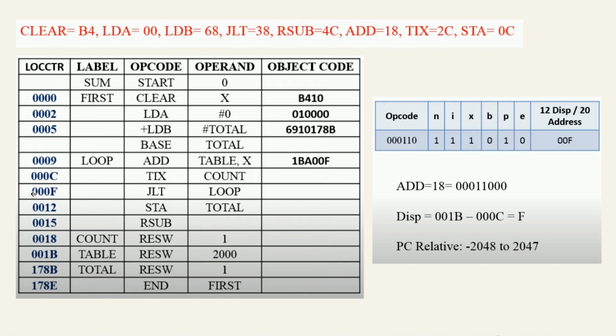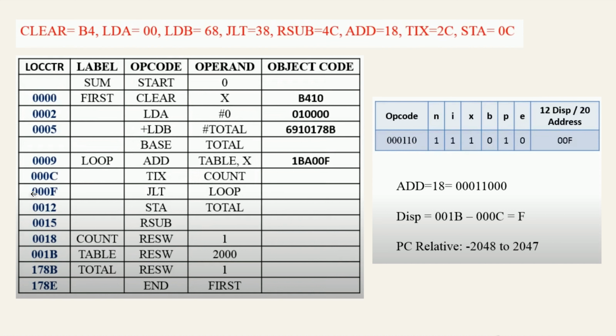Okay. So we will be writing that in this table, whatever we have formed. So we are going to write it over here, correct? It is for add table X: 1BA00C. 1BA00C. Let us take the next statement. TIX count starts at the location. The number is 0 and it is starting at this location 000C.